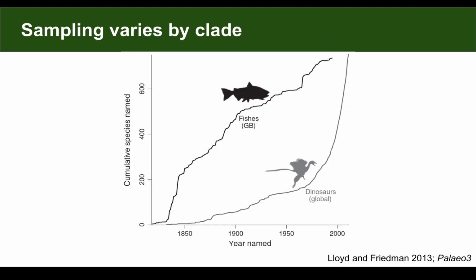Sampling will also, of course, vary by clade. Here's an example from one of my papers, some work I did with Matt Friedman a few years ago now. This is what we might call a collector curve. Our x-axis represents historical time, and our two curves represent the cumulative number of species that are named. Here we can see that Great British fishes, which is what the GB stands for, have something like a convex curve. So we seem to have already named probably most of the ones that we're ever going to be able to in Great Britain.